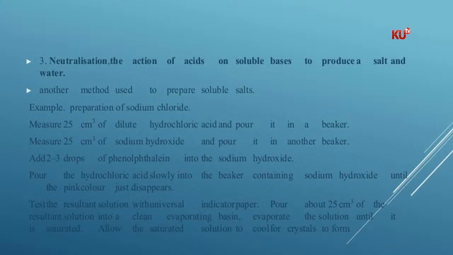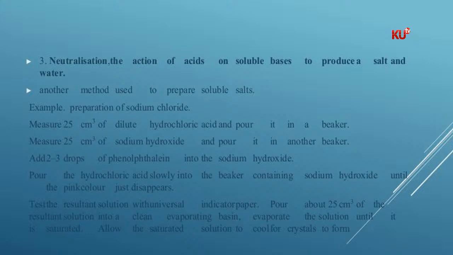First, measure about 25 centimeters cubed of dilute hydrochloric acid and pour it into a beaker. Then take another 25 centimeters cubed of sodium hydroxide and pour it into another beaker. Here you need to confirm whether the solution is an acid or a base. So you add 2 to 3 drops of phenolphthalein indicator into the sodium hydroxide.